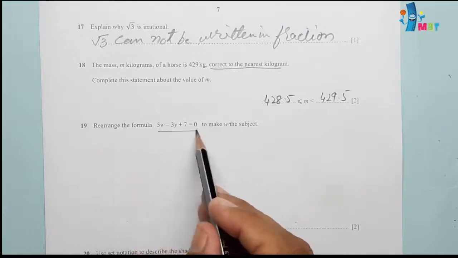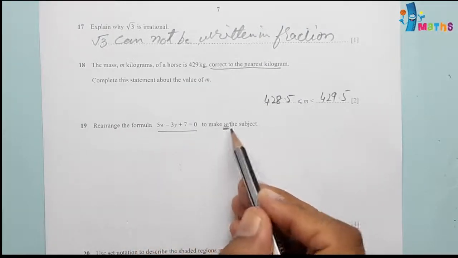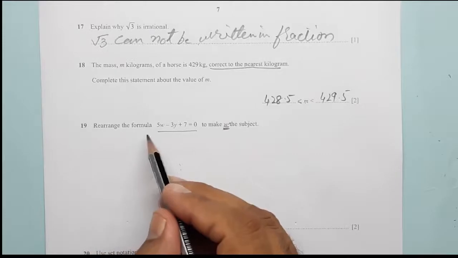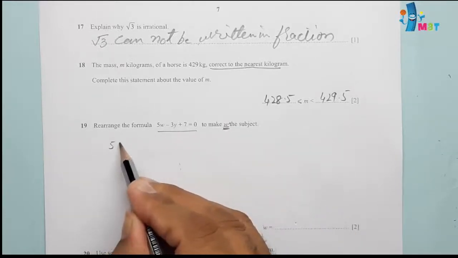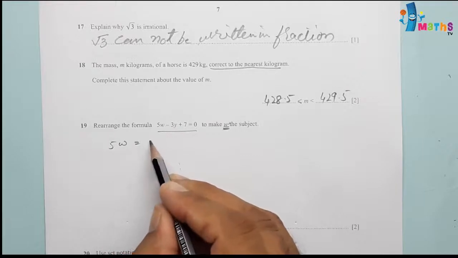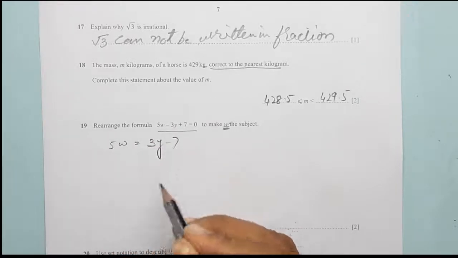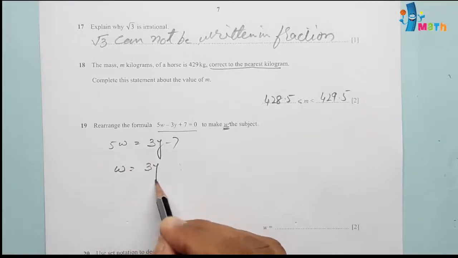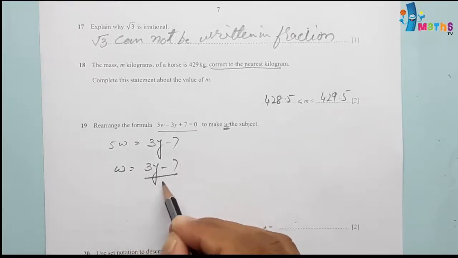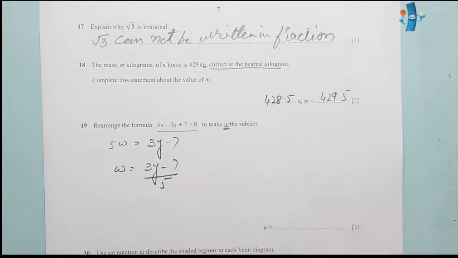Rearrange the given equation to make W the subject. So we'll send everything to the other side. So 5W is equal to 3Y minus 7, and W will be equal to 3Y minus 7 over 5. We can write this answer over the given space, 3Y minus 7 over 5.